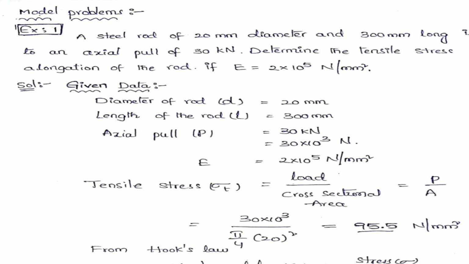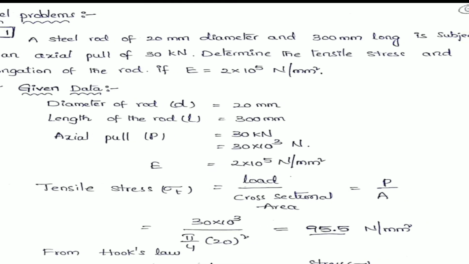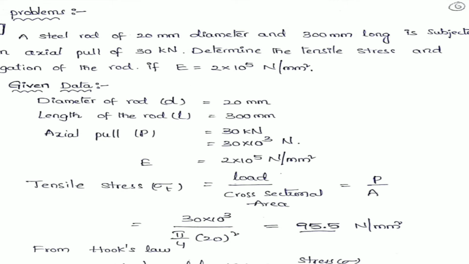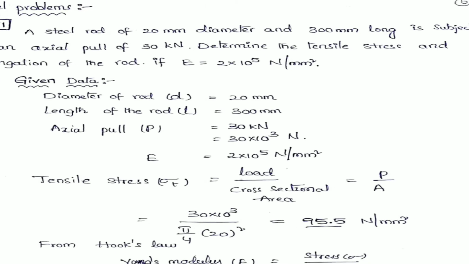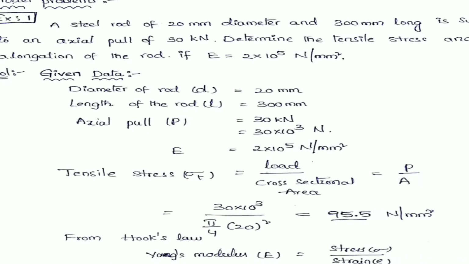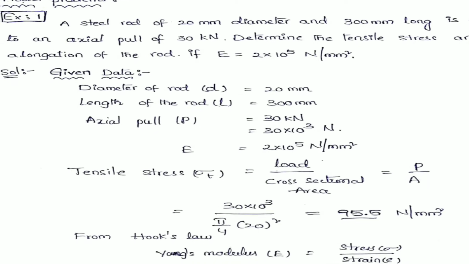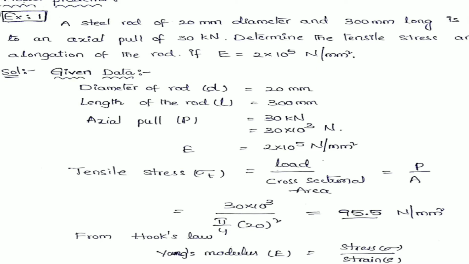First problem, example 1: a steel rod of 20 mm diameter and 300 mm long is subjected to an axial pull of 30 kilonewtons. Determine the tensile stress and elongation of the rod if capital E is equal to 2 into 10 to the power of 5 Newton per mm square. This is the problem.